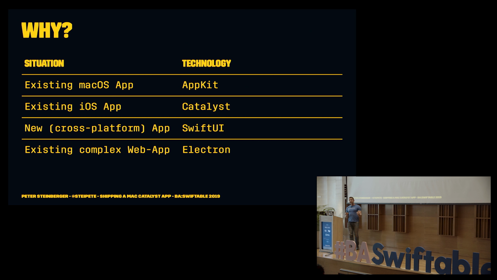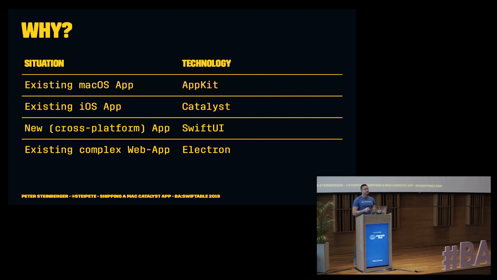So if you already have a Mac app, it's completely fine to stick with AppKit. It will not go away. If you have an iOS app and you want to move it to the Mac, Catalyst is a very interesting option. Then again, if you start from scratch, you might actually consider SwiftUI. And if you have a very strong web presence, don't hate me, it's fair to consider Electron.